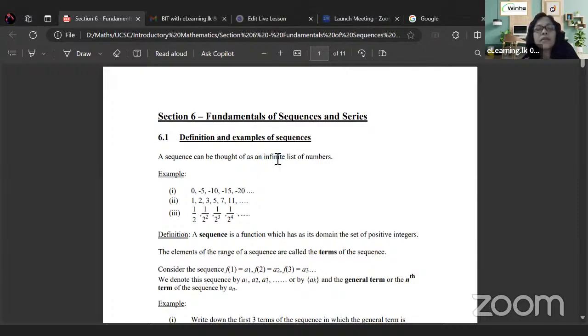Infinite means a list of numbers so long that we cannot finish counting them. A sequence can be within a range and it can also be an infinite list of numbers. You can describe a sequence as a function. Its domain is the set of positive integers.